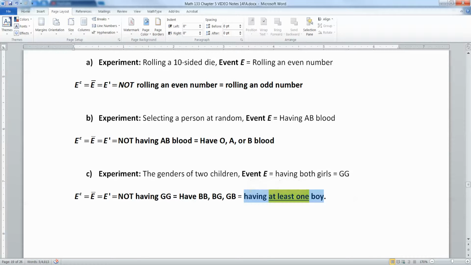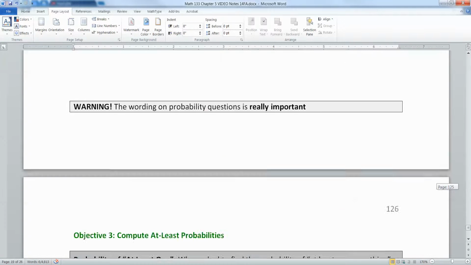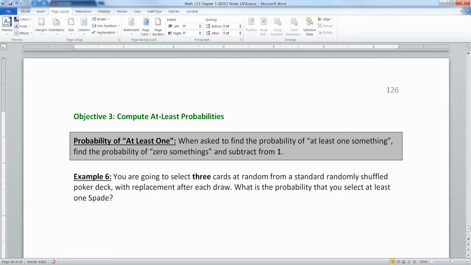Now we're going to use this idea to find the probabilities of "at least." When you want to find the probability of at least one something, what you're going to do is find the probability of 0 somethings and subtract from 1. And this is because of the complement rule. So you're using the complement rule, in case you didn't notice that.